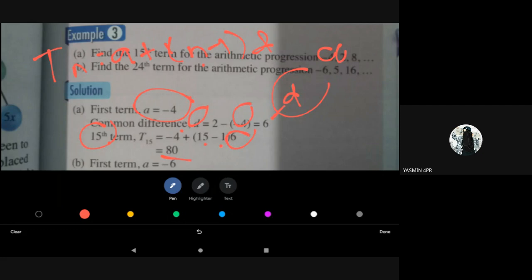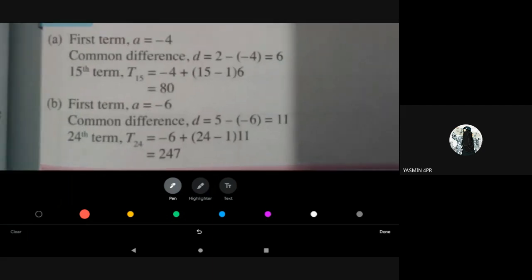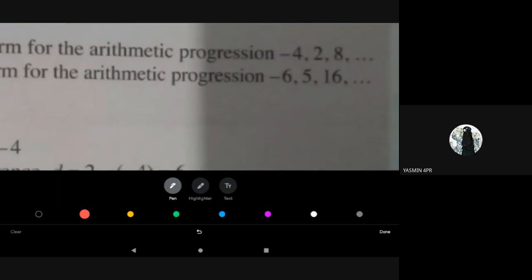Next we look at question B. Question B, we have negative 6, 5 and 16. So what is A?